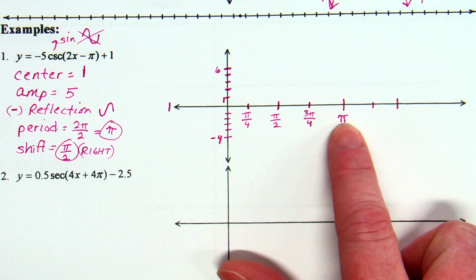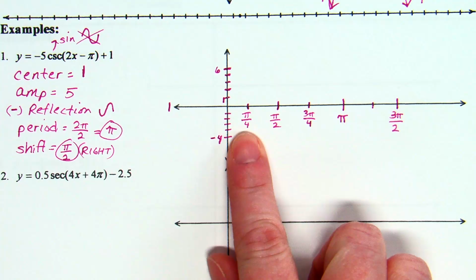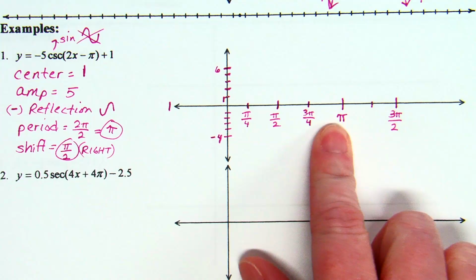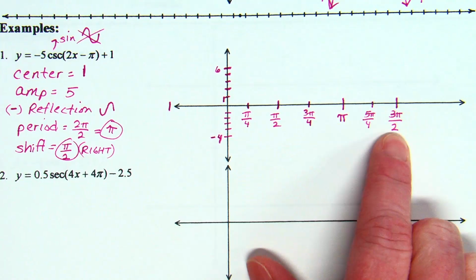Well, I'm not going to say it's 2 pi, because we basically were counting in fourths. 1/4, 2/4, which is 1/2, 3/4, 4/4 is 1. What comes next officially? 5/4, and then 6/4 is 3/2.